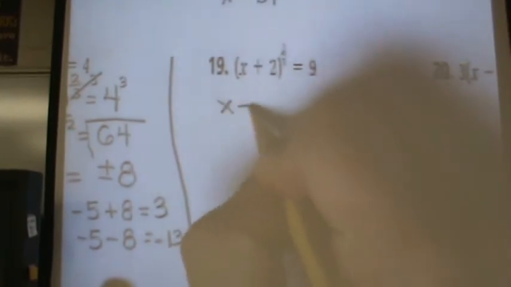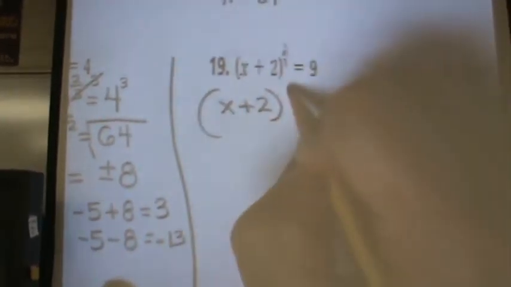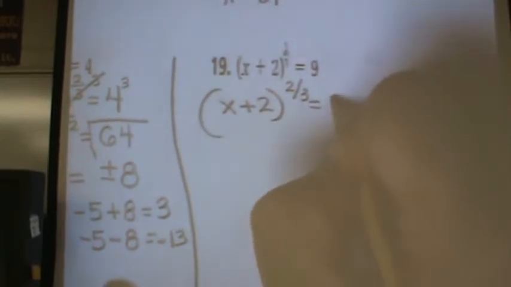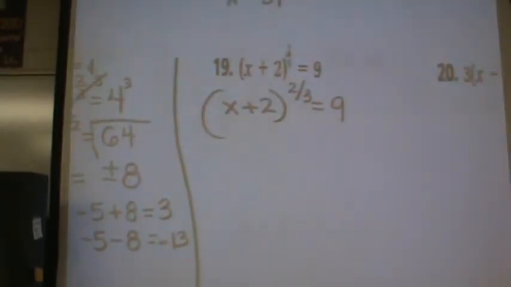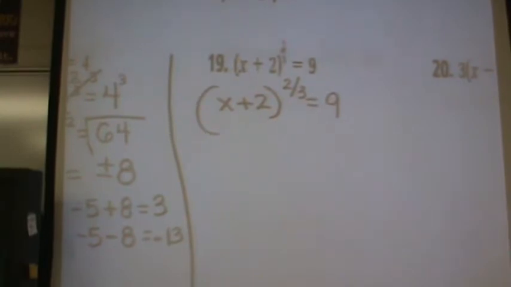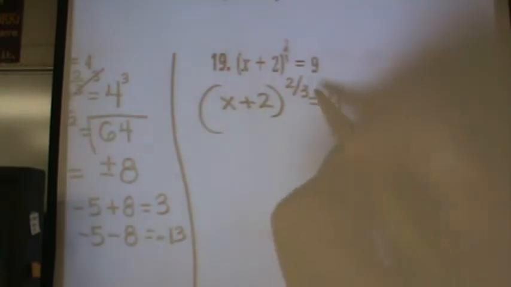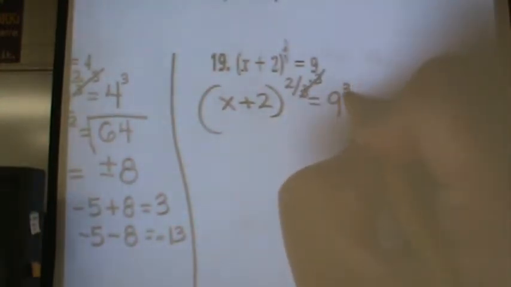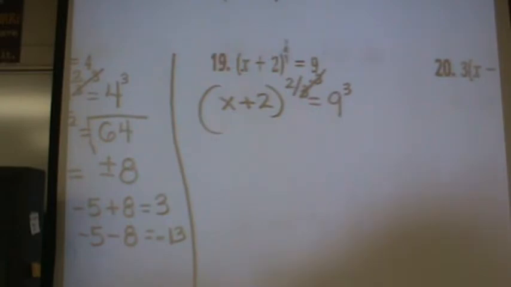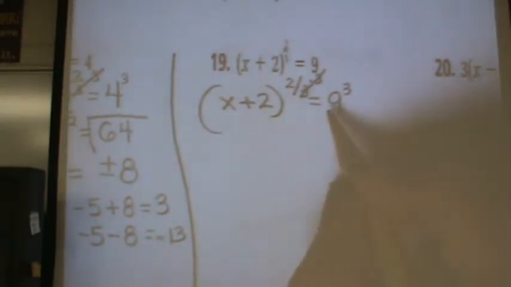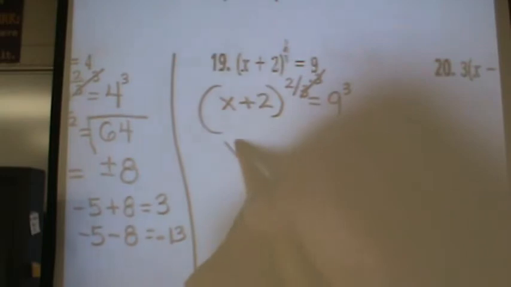Hey, you try number 19, talk to me, what do I do? First step, get rid of the denominator. What do I do? Not multiply by 3, but cube both sides. You got it. Cube this side and cube that side. The reason why we don't want to say multiply by 3 is that someone's going to really multiply this by 3 and get 27.